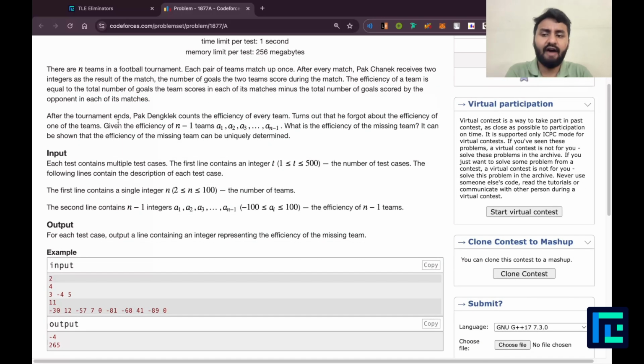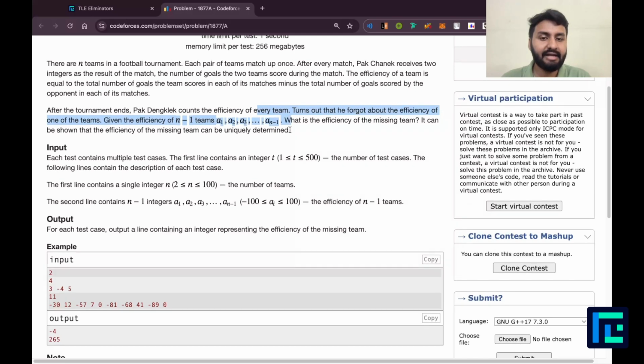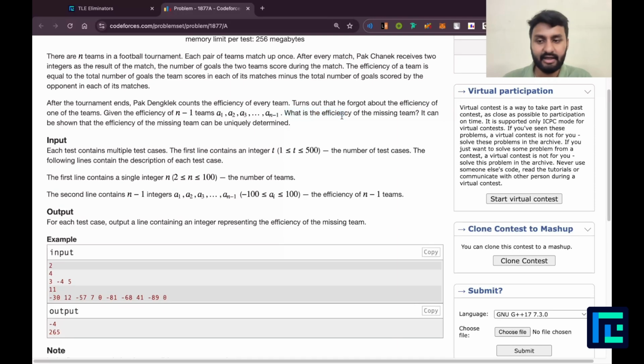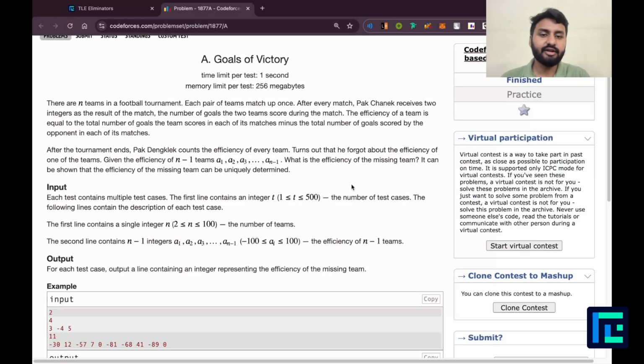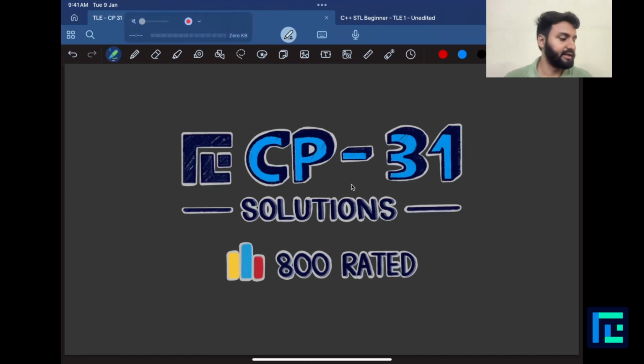Alright, so after the tournament ends, Park counts the efficiency of every team and it turns out that he has forgotten the efficiency of one team. Given that you have the efficiency of n minus 1 teams, that is a1 to a(n-1), what is the efficiency of that missing team? It can be shown that the efficiency of the missing team can be uniquely determined. Alright, so let's try to generalize this problem and understand what they are telling us over here.